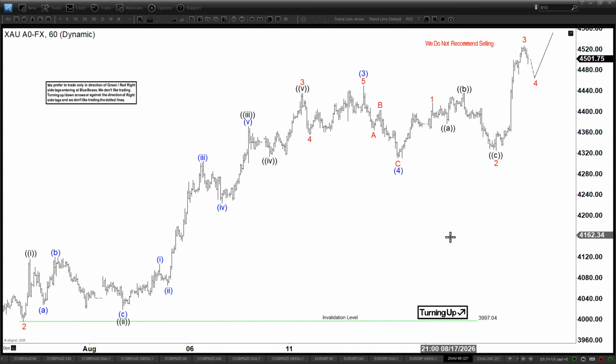Chart of the day is gold, 60 minutes time frame here. So very interesting move over the last 24 hours. So we got silver, yesterday's chart of the day, working out very well. Now let's see what gold is saying here.